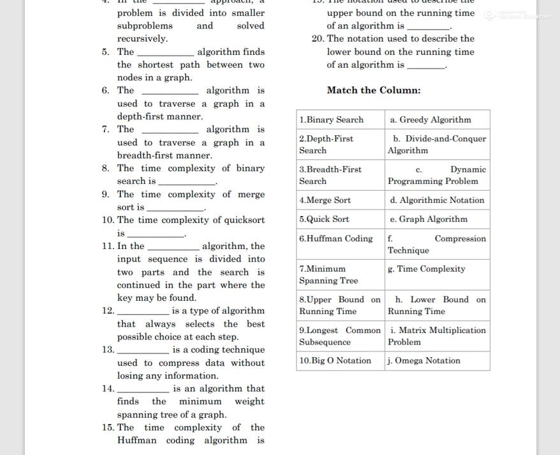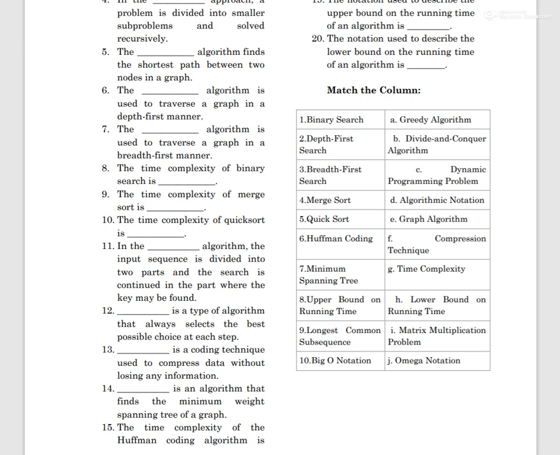The correct option can be a graph algorithm, and it is similar to the question number third, that is breadth first search. So the depth first search and the breadth first search both are types of graph algorithm. So both will be matched to option E, that is graph algorithm.